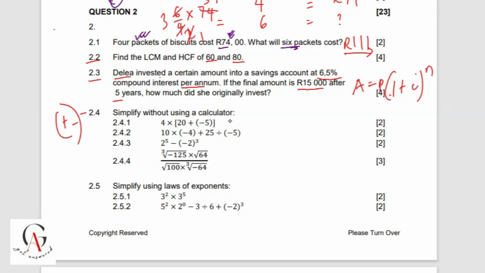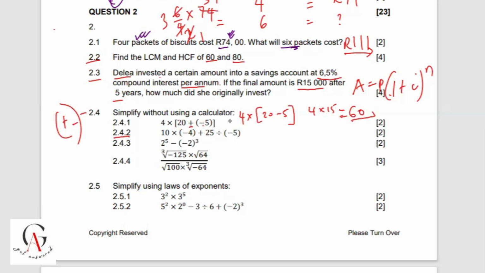In the bigger bracket, we have 4 times 20 plus minus, a positive and negative will give us a negative. So it will be 20 minus 5. We know that 20 minus 5 is 15. So 4 times 15 should give us 60. That's the answer to 2.4.1.